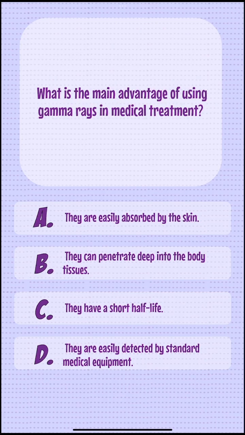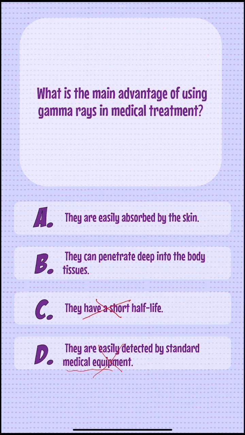Someone said D, they're easily detected by standard medical equipment. No, they're all detected. Alpha, beta, and gamma will all be detected, so that's not the case. They have short half-life. You can't say that. You don't know. The fact that it's gamma doesn't mean it's long or short half-life. The type of radiation doesn't tell you anything about the half-life. That all depends on the source itself.